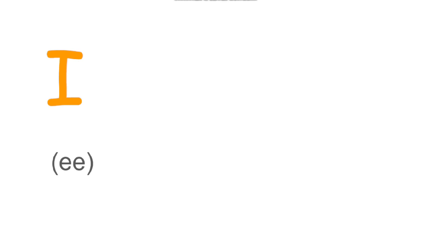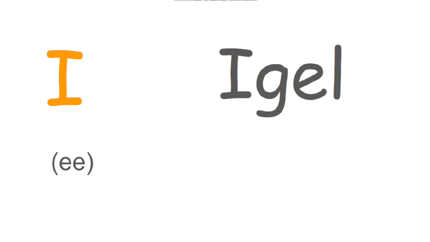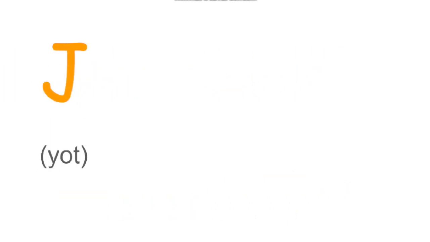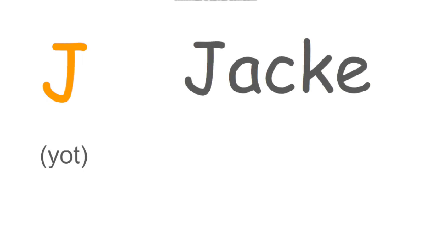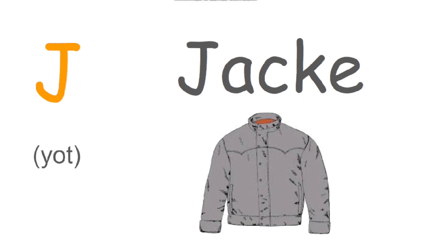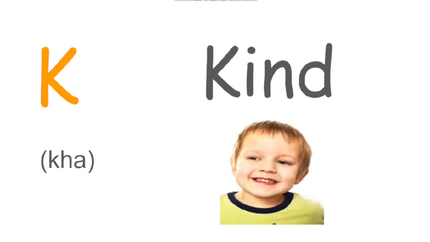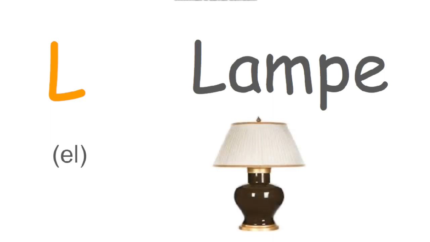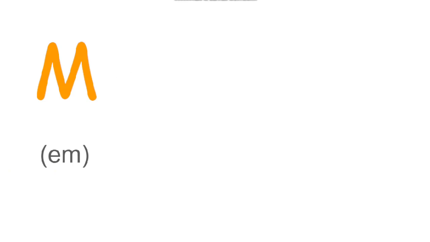Next letter is I. The German word with the letter I is Igel. Igel, which means hedgehog. Next letter is J. Jacke. Jacke, which means jacket. K. The German word with the letter K is Kind, which means child. Next letter is L. The German word with the letter L is Lampe. Lampe means lamp in English.